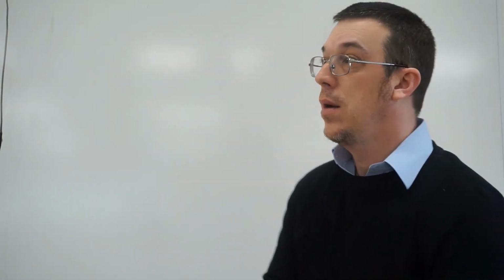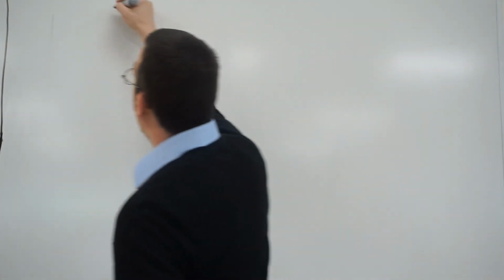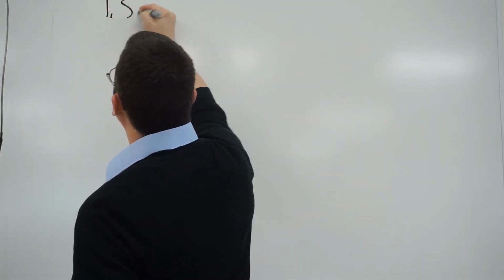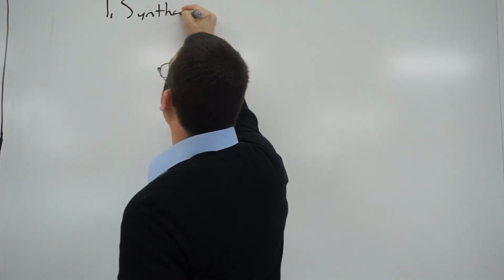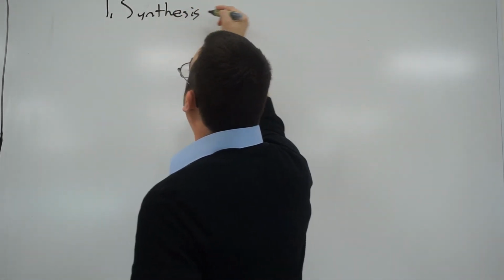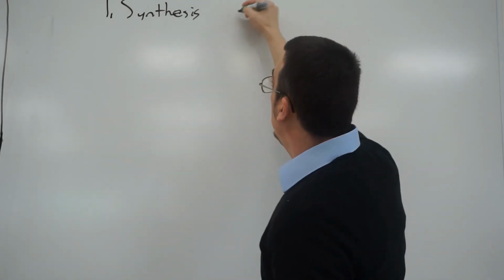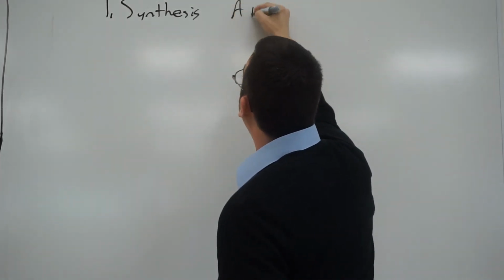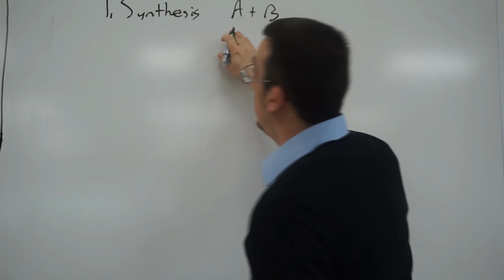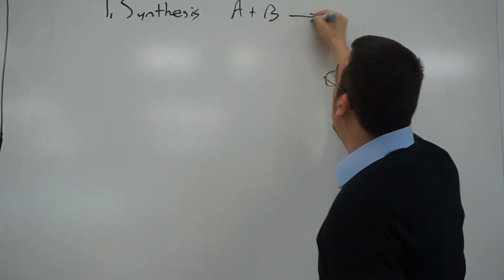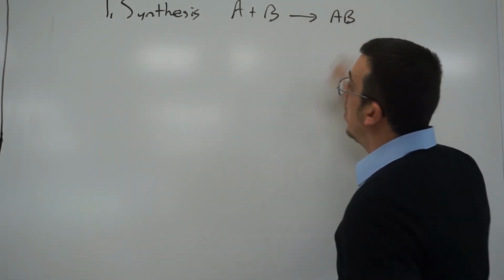But before we get to that, I want to just introduce you to some of the main types of reactions that you'll be looking at in your chemistry class. So one reaction that you would look at is called a synthesis reaction. A synthesis reaction is also called a combination reaction, where you take two different elements. In this case, we take A plus B and we produce AB.